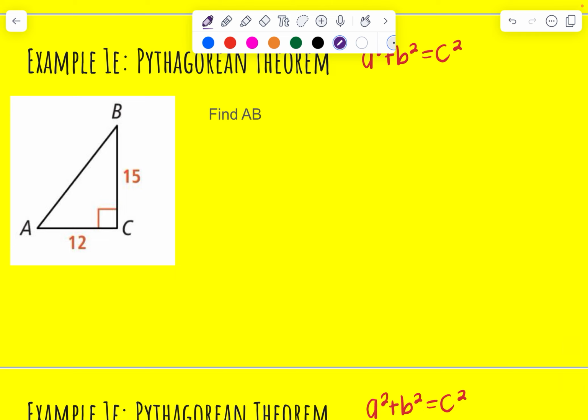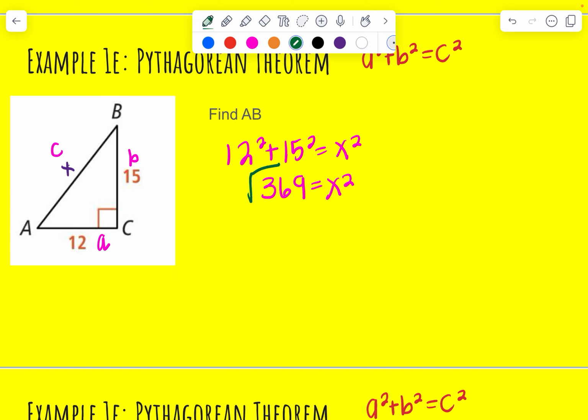All right, they want us to find AB, so I'm going to call that X. That's my C because it's across from the right angle. I'm going to label 12 A and 15 B. So 12 squared plus 15 squared is X squared. 12 squared plus 15 squared is 369.